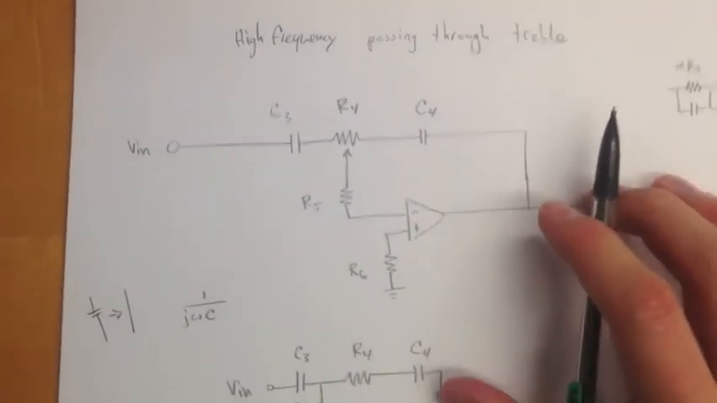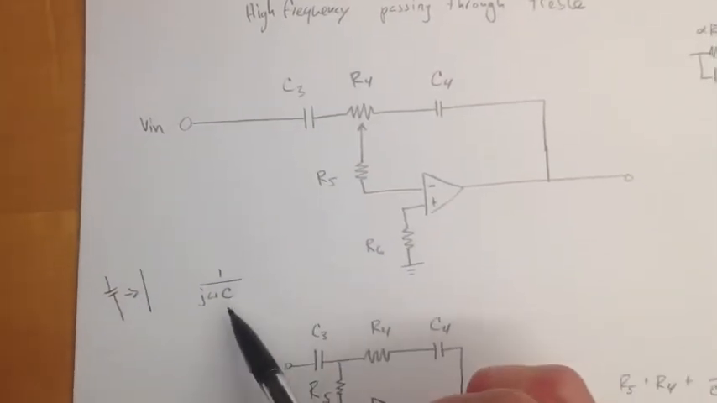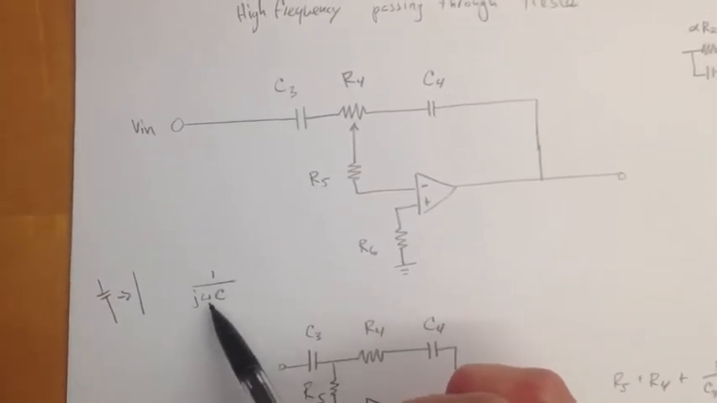So here we are going to look at the high frequency. We're going to try and get an intuitive idea of how it works passing through the treble part of the circuit. But first, a note about the capacitors. With the high frequency moving through them, the impedance greatly decreases because the frequency is in the denominator.